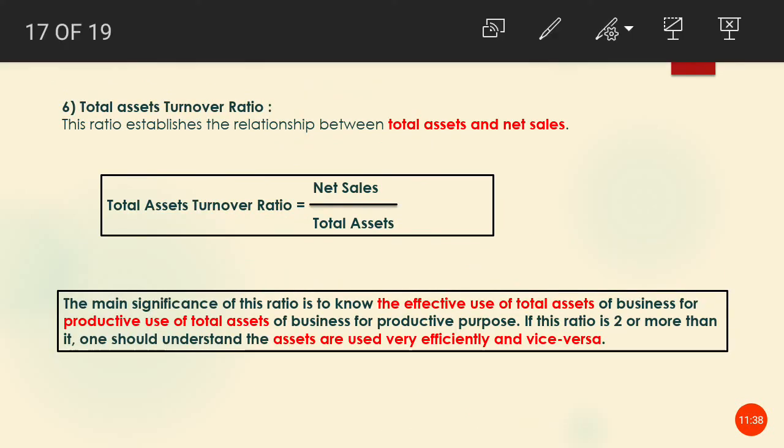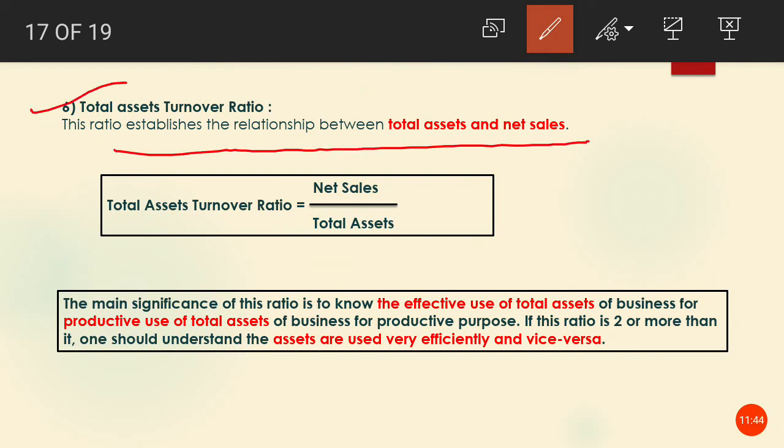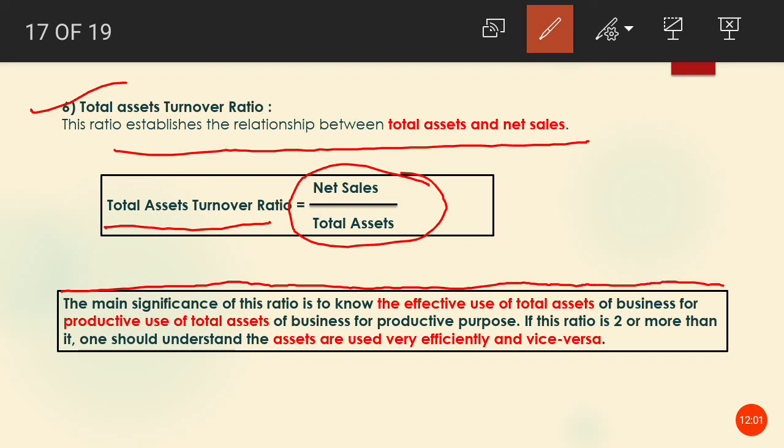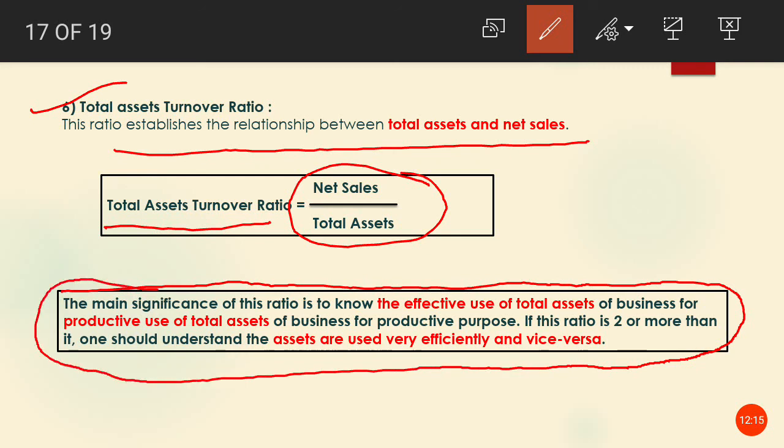6. Total asset turnover ratio. This ratio establishes the relationship between total assets and net sales. Formula of this ratio is as follows: total asset turnover ratio is equal to net sales divided by total assets. The main significance of this ratio is to know the effective use of total assets of the business for productive purposes. If this ratio is 2 or more, we should understand the assets are used very efficiently, and vice versa.